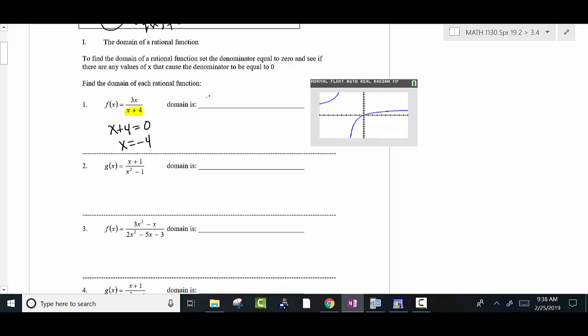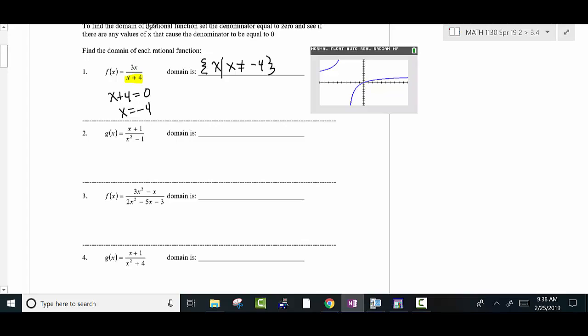So a lot of these domains, some of these we're just going to write in set builder notation. So if you say set builder, all I really need you to do is say set of x, and then just say x is not equal to -4, and that's good enough. But what you're saying by that is it's everything except -4. You don't have to say it's all real numbers except -4, but technically that's what that is, okay?